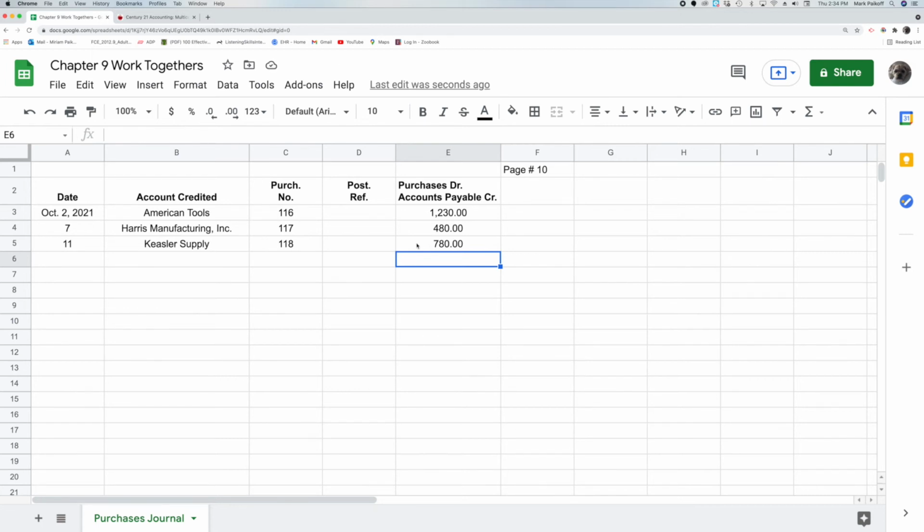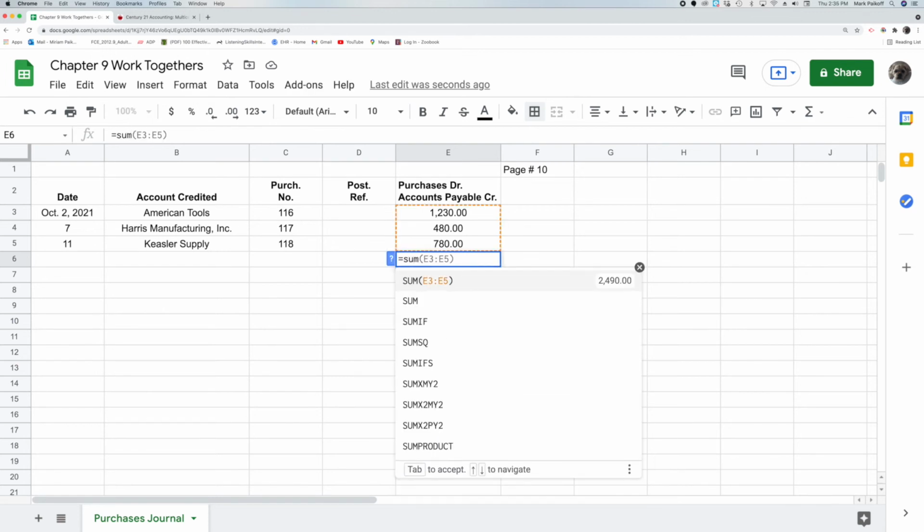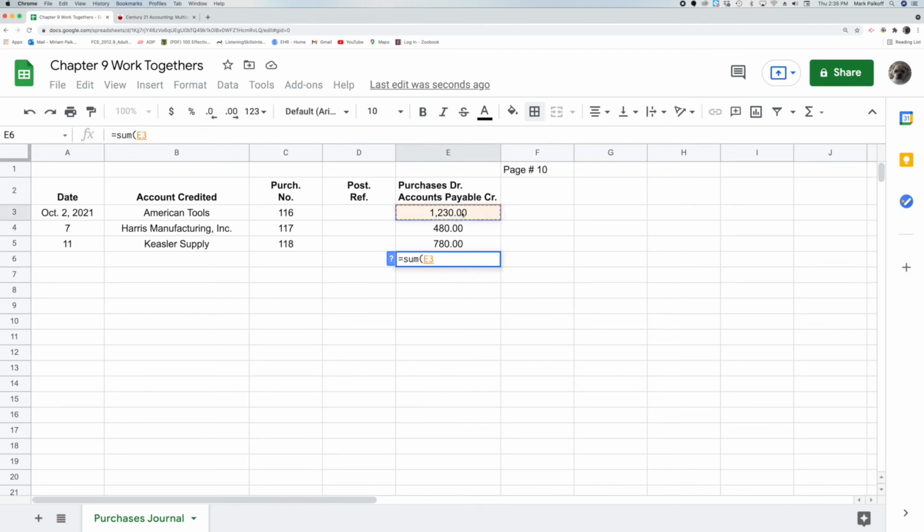The next thing that we're going to do is draw a single line rule here. And then, using the sum formula, we are going to total the purchases debit, accounts payable credit column. So we're going to type in equals sum, select cell E3, drag it down to E5, and then press enter. And that gives us $2,490.